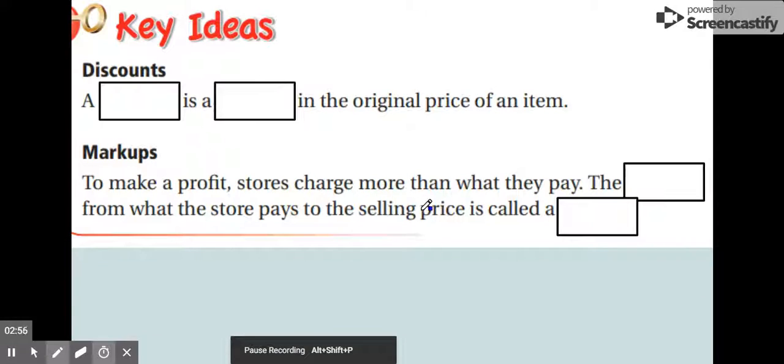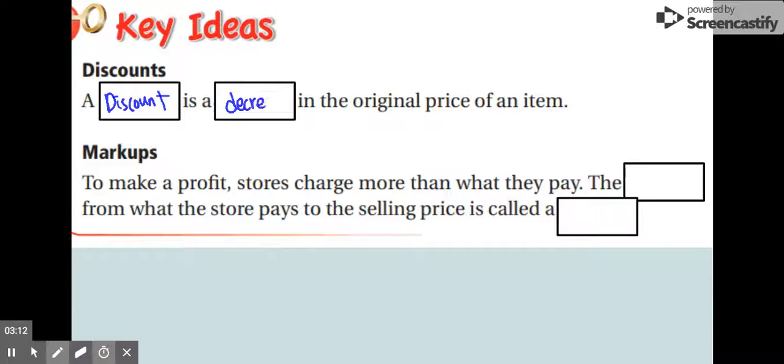All right, we're going to talk about discounts and markups. It's about percent increase and percent decrease. So it's about percent of change. So the definition of discount: is a discount an increase or decrease? It's a decrease in the original price of an item, right? So if there's a 10% discount or 20% discount, then you may say, oh, I can pay less money than the sales price, right?